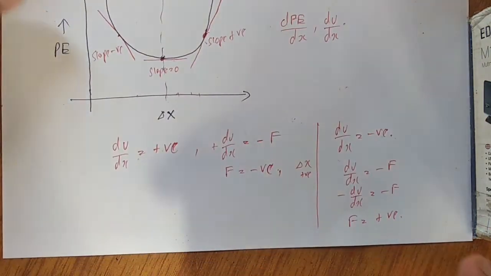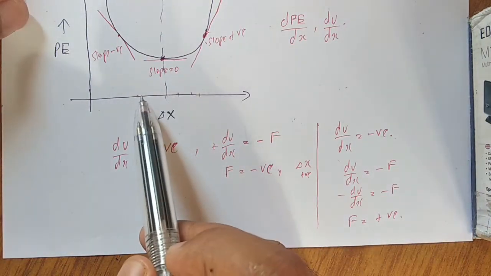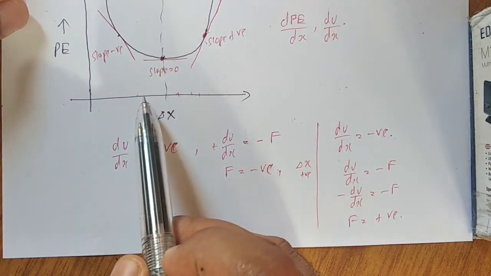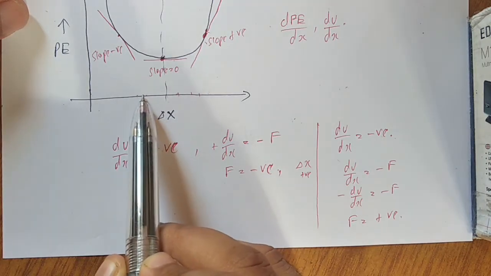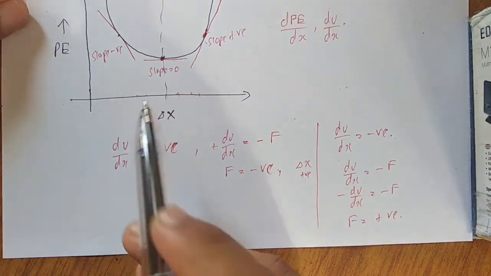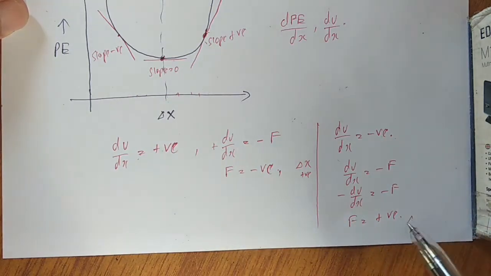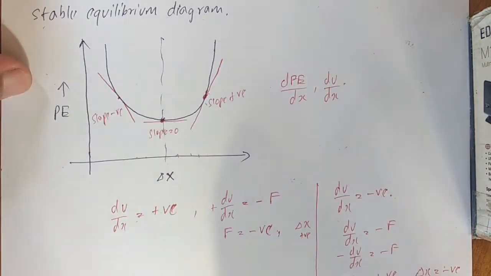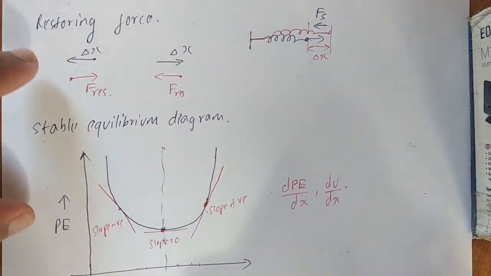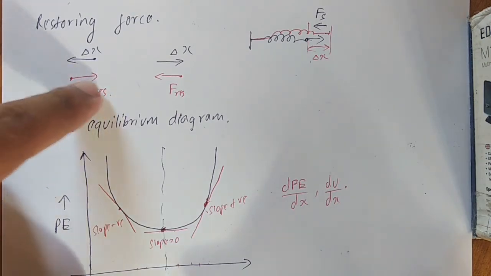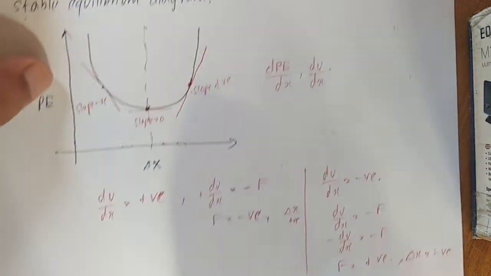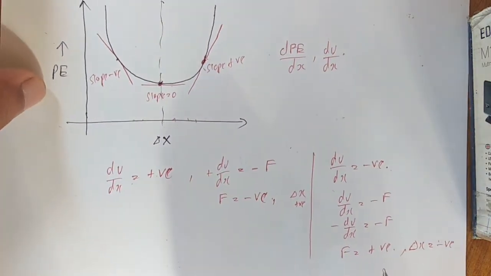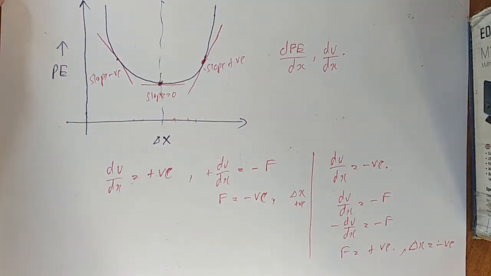Now you can see that on this side, when change in x is negative, when change in x is decreasing, the force is coming out to be positive, which means, as we have already discussed here, when change in x is decreasing, the force is coming out to be positive. So this also has a restoring effect. This force will try to bring the system to a stable condition. So this case would be for the stable equilibrium.